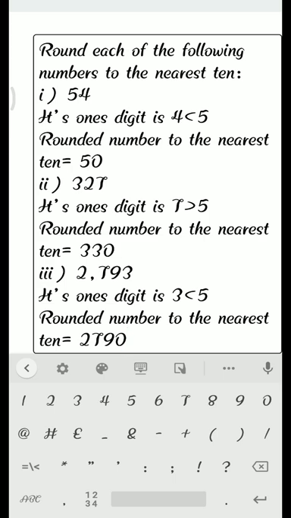Just keep one thing clear: when you are rounding to the nearest 10, you have to check only the digit at the ones place. That is always my first rule. If the number at the ones place is 5 or more than 5, you have to add a 1 in the 10th place and the ones place number will become 0. But if the number at the ones place is less than 5, that number will become 0 and the rest will be as it is. That's the only rule.